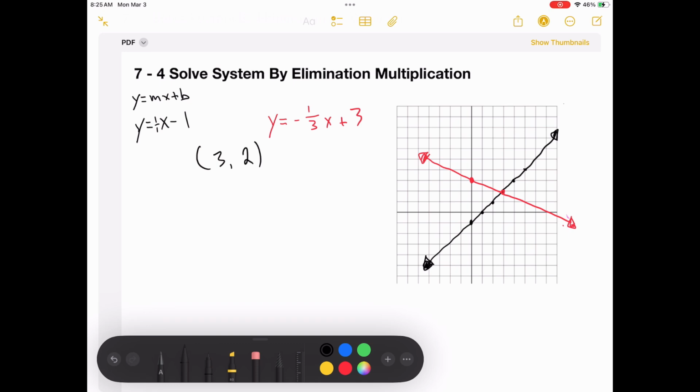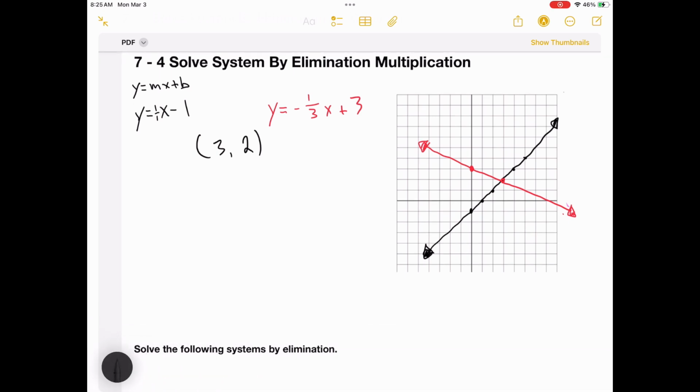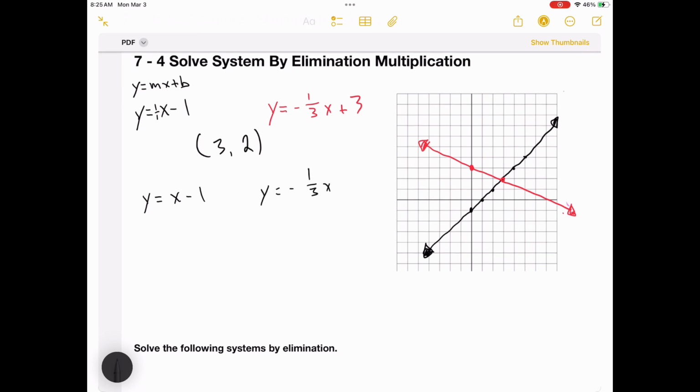Now you could also solve this by substitution because they're both solved for y. I think graphing would be easier here on this one because the numbers are relatively small, but I'm just going to show you real quick that you can also solve this by substitution. And since y equals both of these, I'm just going to go ahead and set them equal to each other.